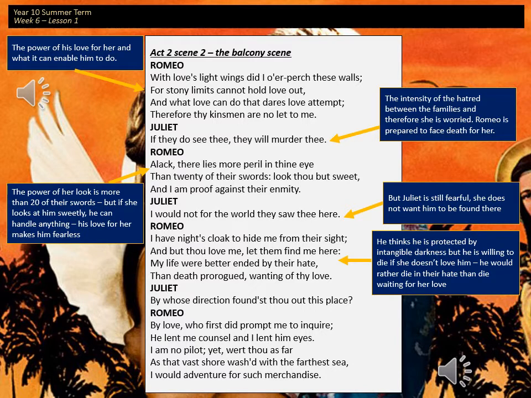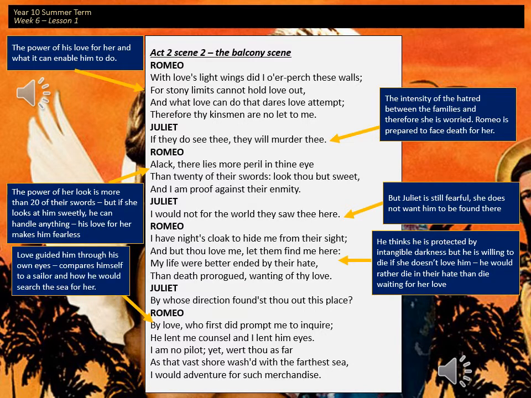When she asks him how he found this place, she's still worried. He says love guided him through his own eyes. He lent love his eyes to find her. And he also compares himself to a sailor, a pilot of the seas, and how he would search the sea for her. Okay, so I'm starting to think about what this extract is really telling me.